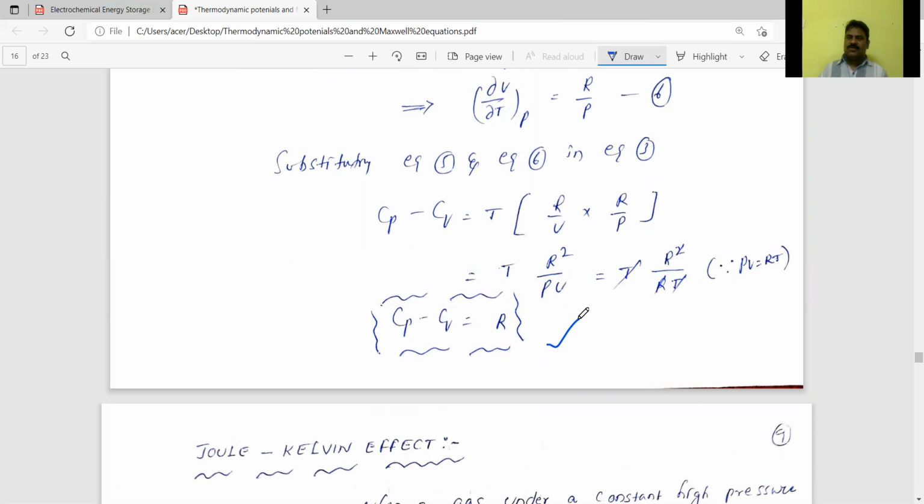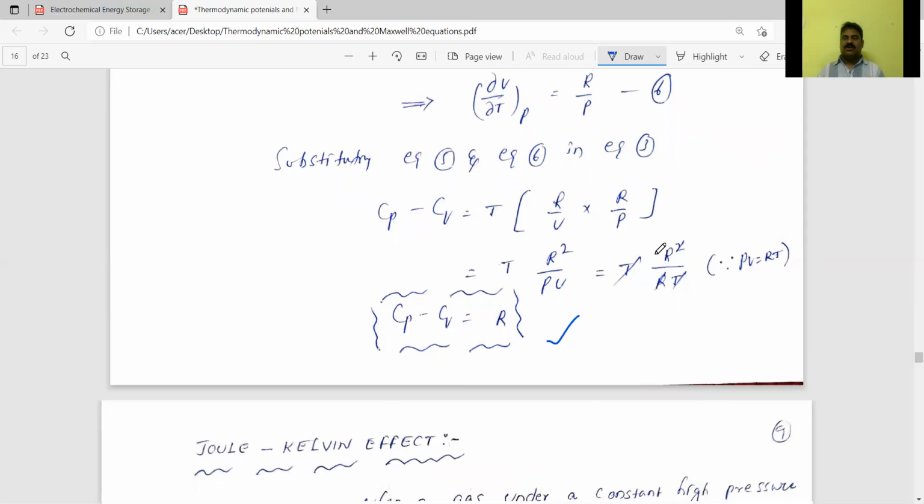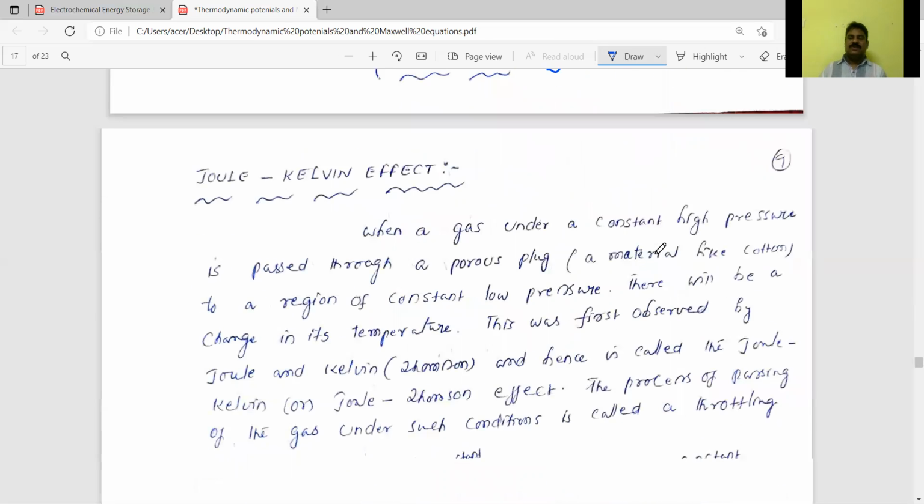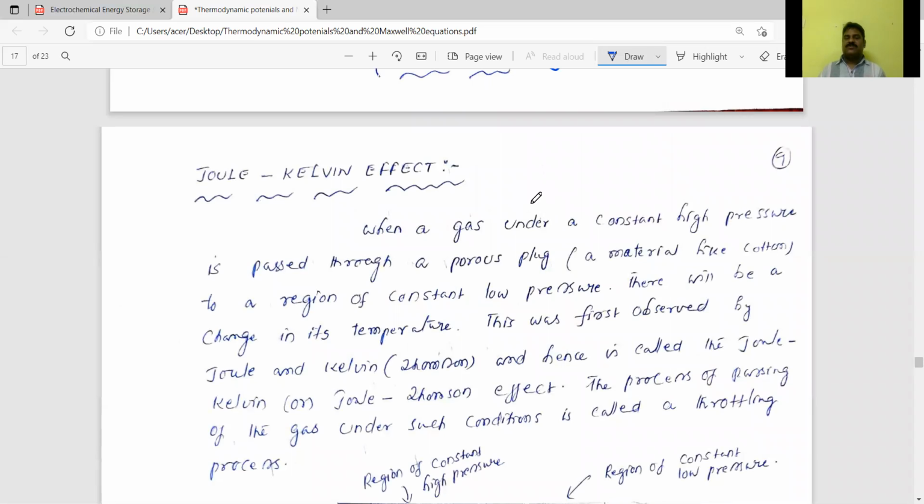So, we have seen 3 applications. What are those? Clausius-Clapeyron equation, and after that Cp by Cv equal to gamma, and after that Cp minus Cv equal to R. Now, in today's class, we can see Joule Thomson effect or Joule Kelvin effect.